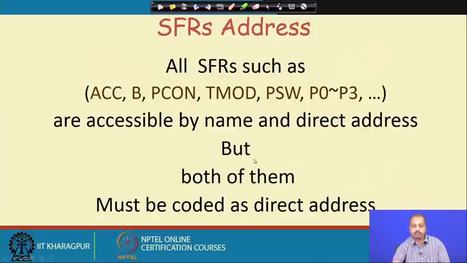All special function registers like the accumulator, B, PCON, etc., are accessible by name and by direct address, but both must be coded as a direct address. So while writing an assembly language program we write them as a name or direct address, but when the machine code is generated, they are coded as direct addresses only. That is obvious.